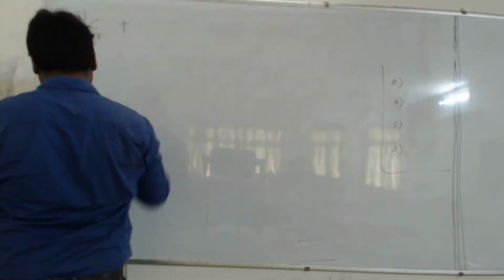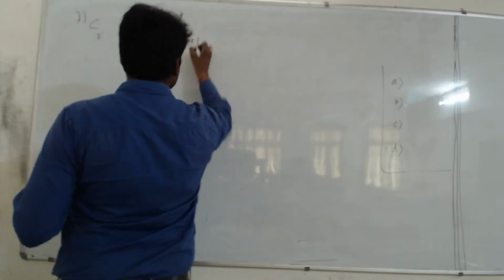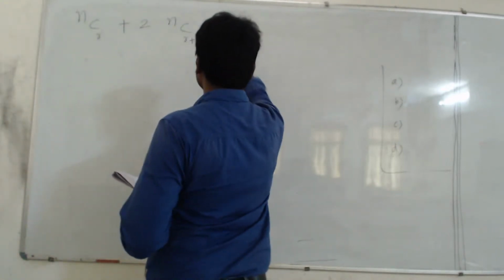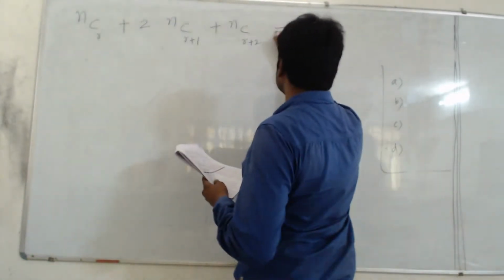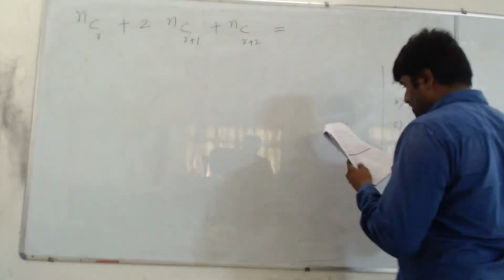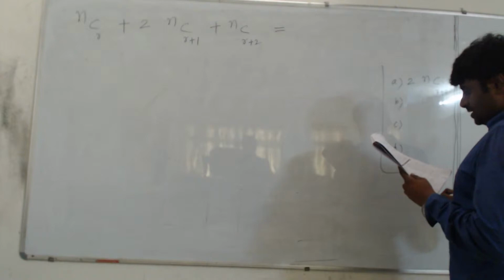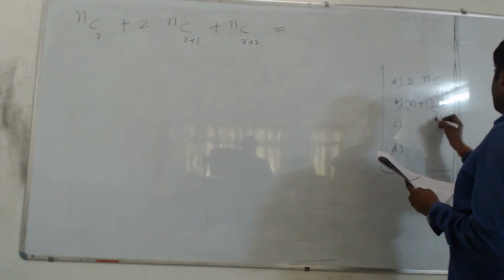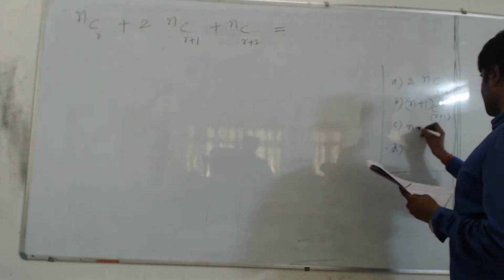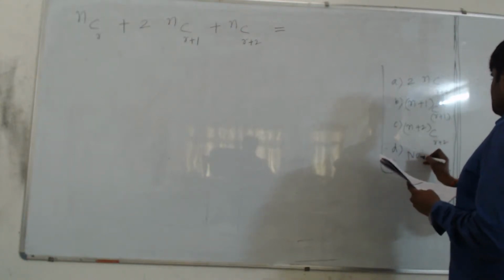nCr + 2 times nC(r+1) + nC(r+2) is equal to. Okay, so here the first option is 2 times (n+2)Cr+2, the second is (n+1)C(r+1), the third is (n+2)C(r+2), and the fourth is none of these. Okay, it's very easy here.